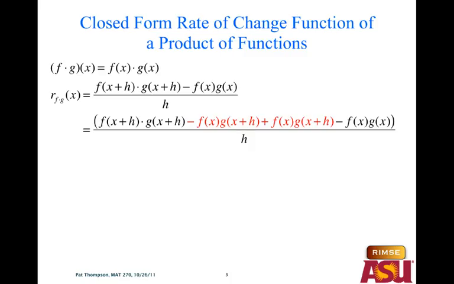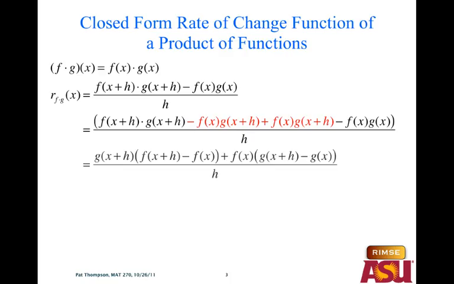Here's what we're going to do. We're going to gather together these first two, and we're going to gather together those last two. When we do that, we're going to see that there's a g of x plus h here and a g of x plus h here. We can factor it out. And likewise, we're going to gather these together. What can we factor out of those two? F of x. So I factor g of x plus h out of the first two, and I factor f of x out of the second two. And then look at what happens.